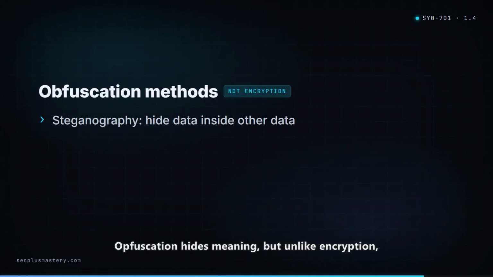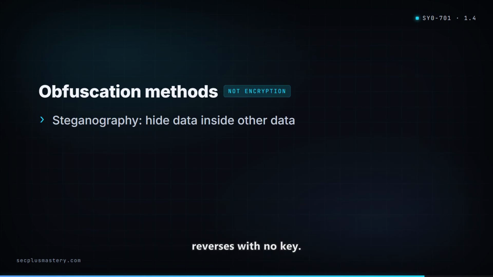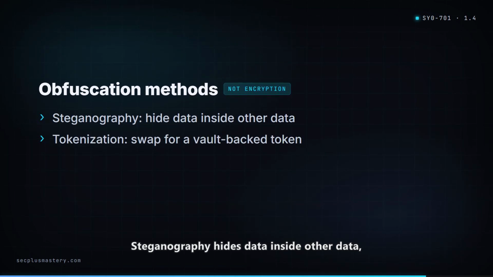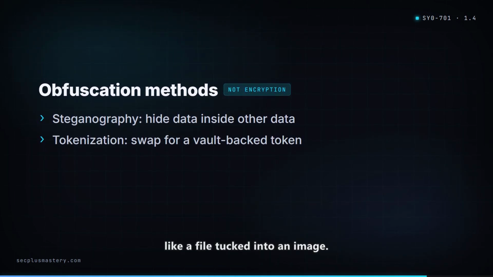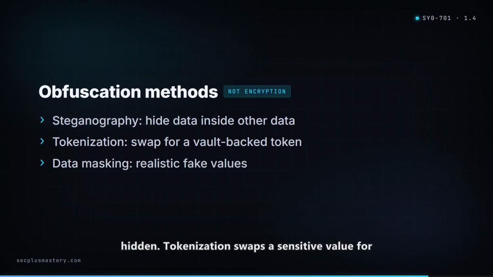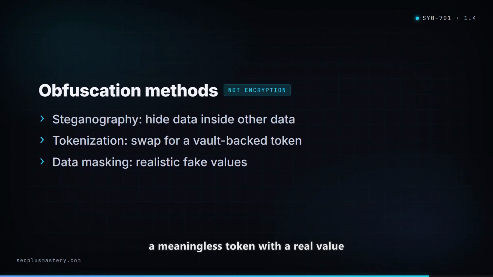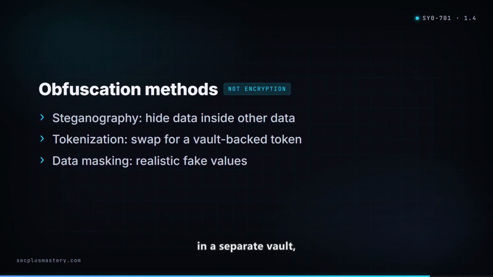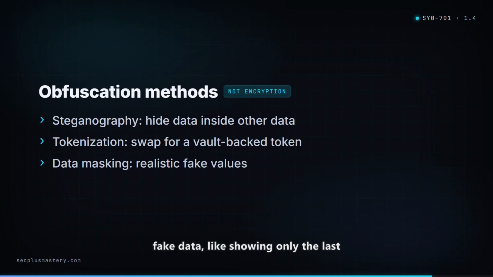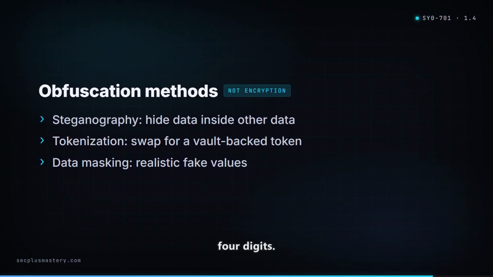Obfuscation hides meaning, but, unlike encryption, reverses with no key. Steganography hides data inside other data, like a file tucked into an image, so the existence of the message is hidden. Tokenization swaps a sensitive value for a meaningless token, with the real value in a separate vault, which keeps systems out of PCI scope. Data masking replaces a value with realistic fake data, like showing only the last 4 digits.